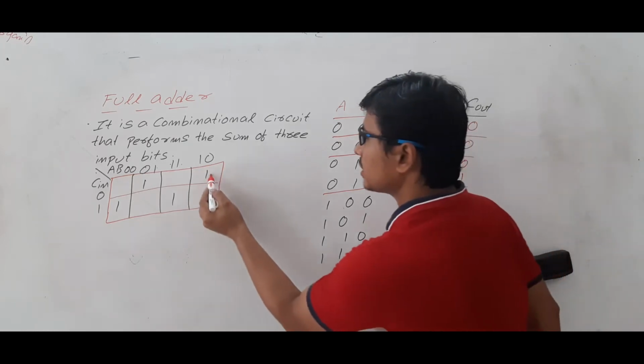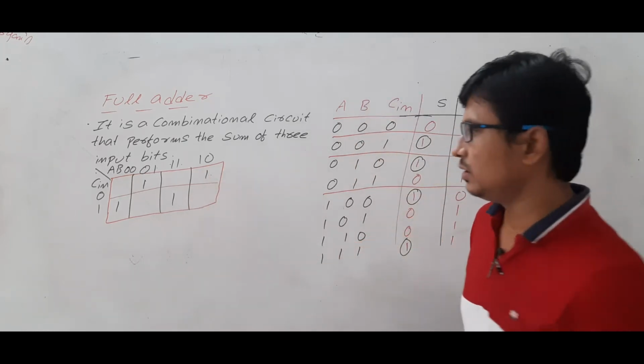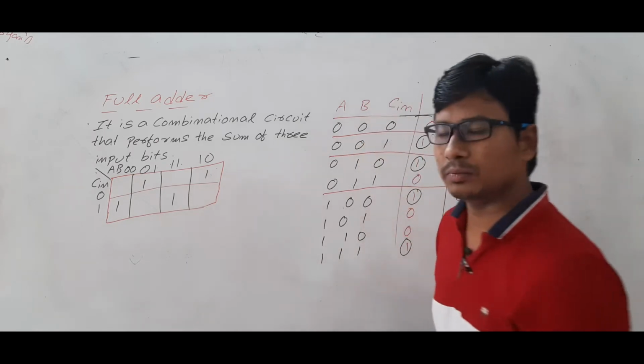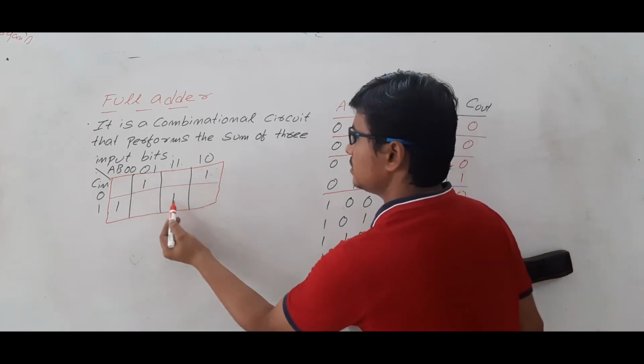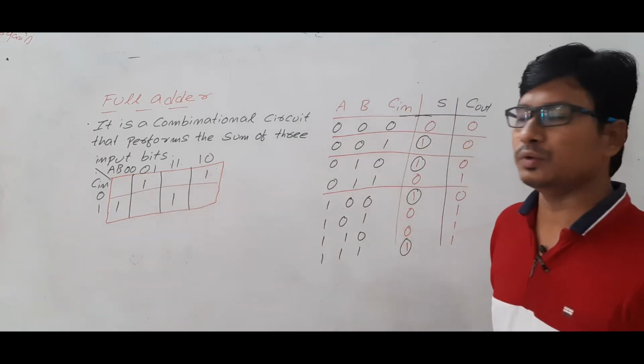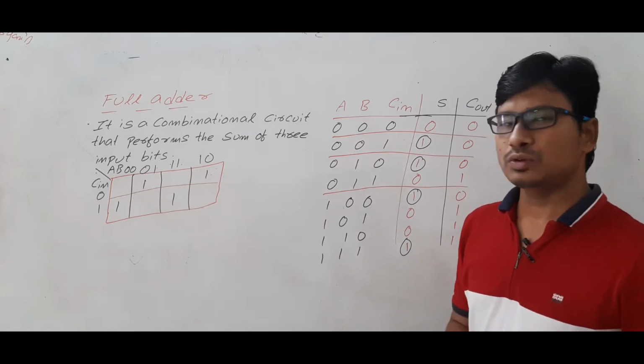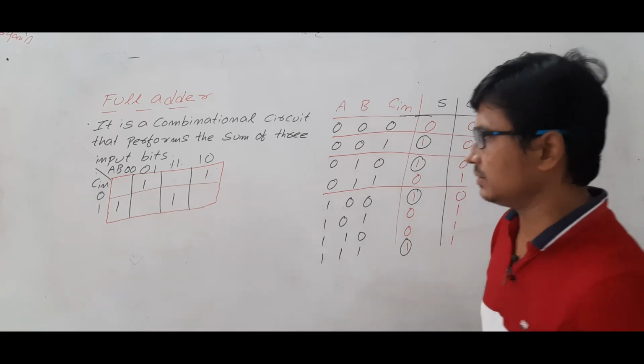Now this one, can I join it with anything? No, this is unique. Are you able to understand? Similarly, this one, this one, this one. I am not able to minimize this expression. So let me find what that expression is.